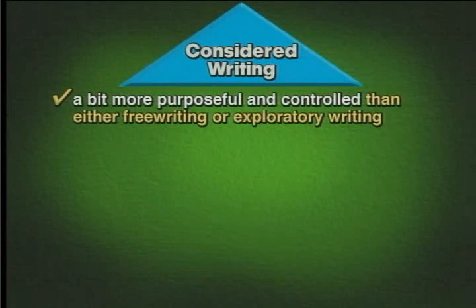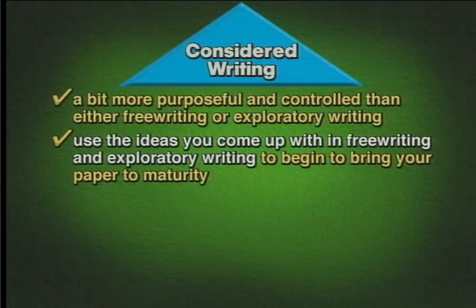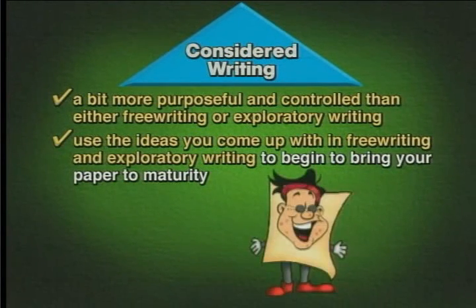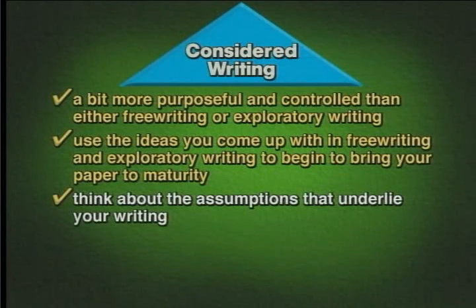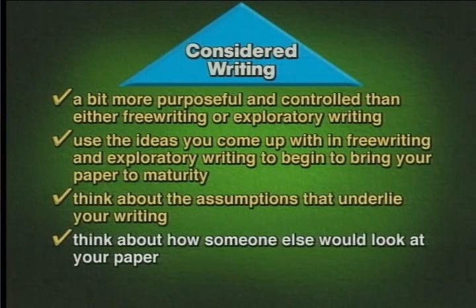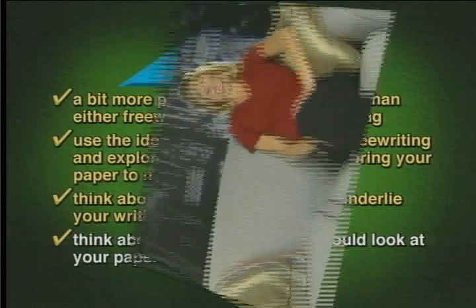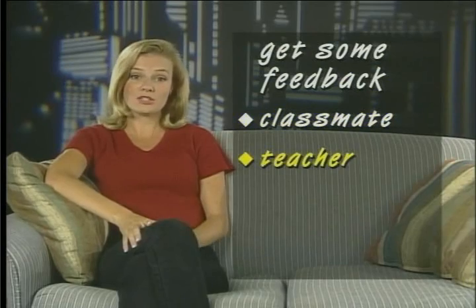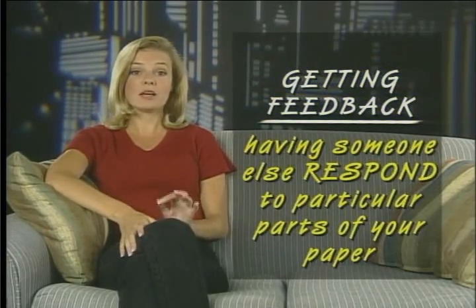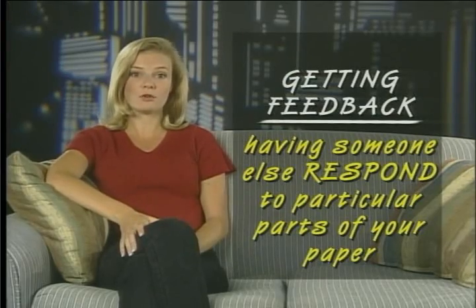Considered writing is a bit more purposeful and controlled than either free writing or exploratory writing. You want to use the ideas you came up with in free writing and exploratory writing to begin to bring your paper to maturity and out of that awkward acne stage. You need to think about the assumptions that underlie your writing. Think about how someone else would look at your paper. A good way to do all these things is to get some feedback from a classmate, a teacher, or someone at the writing center of your school. Getting feedback simply means having someone else respond to particular parts of your paper.